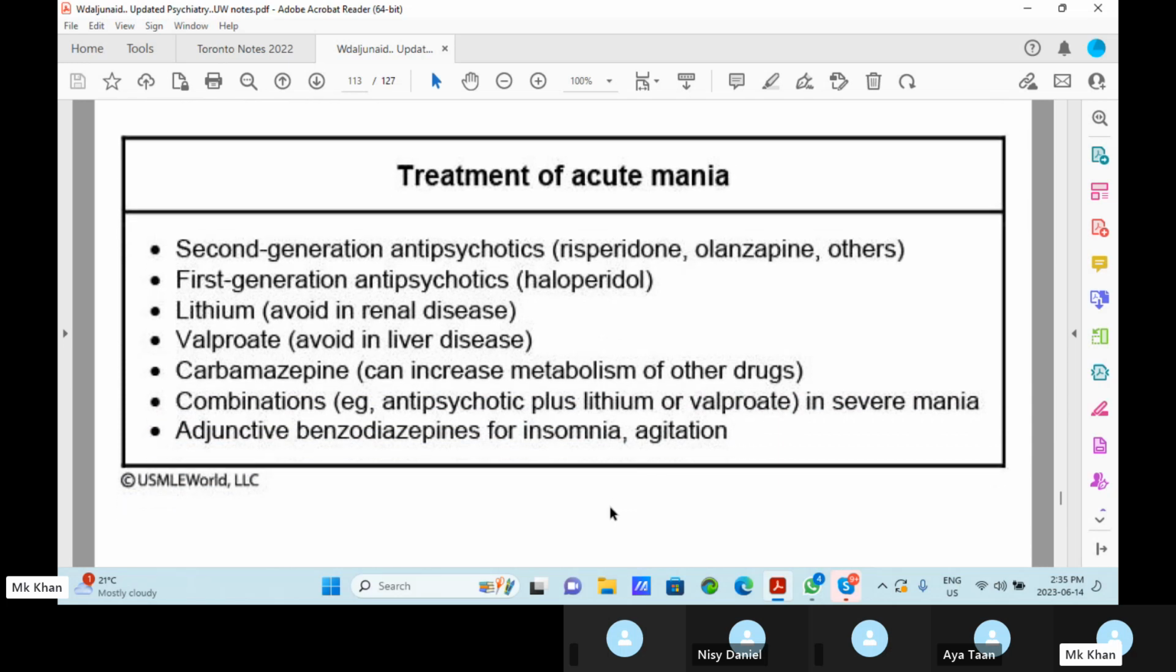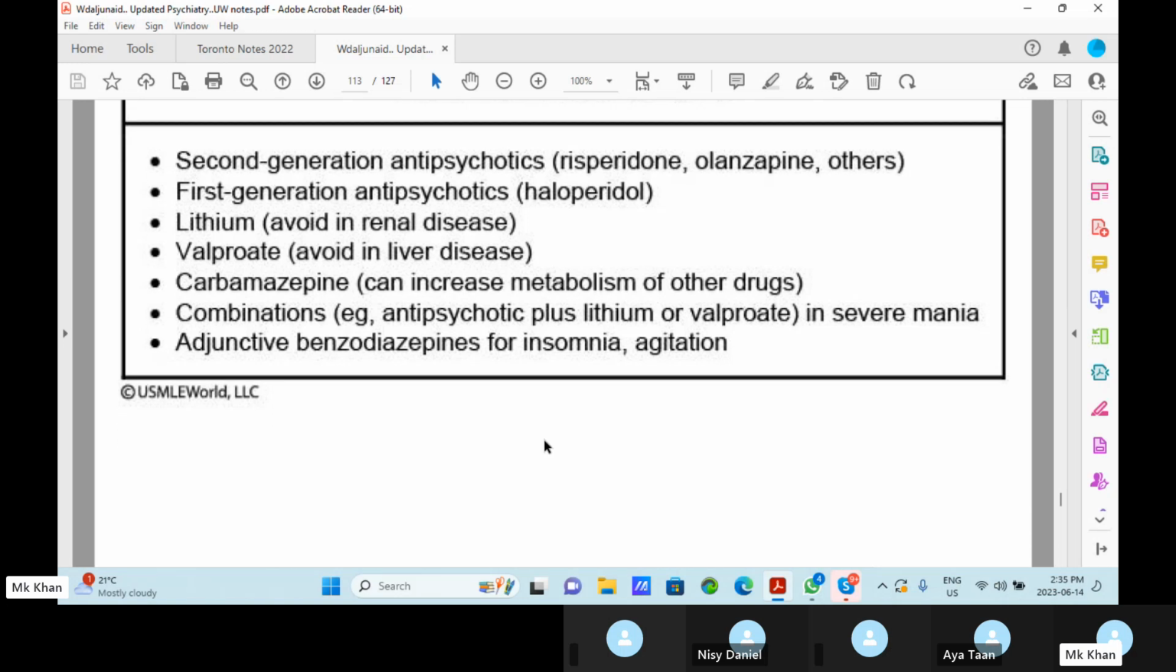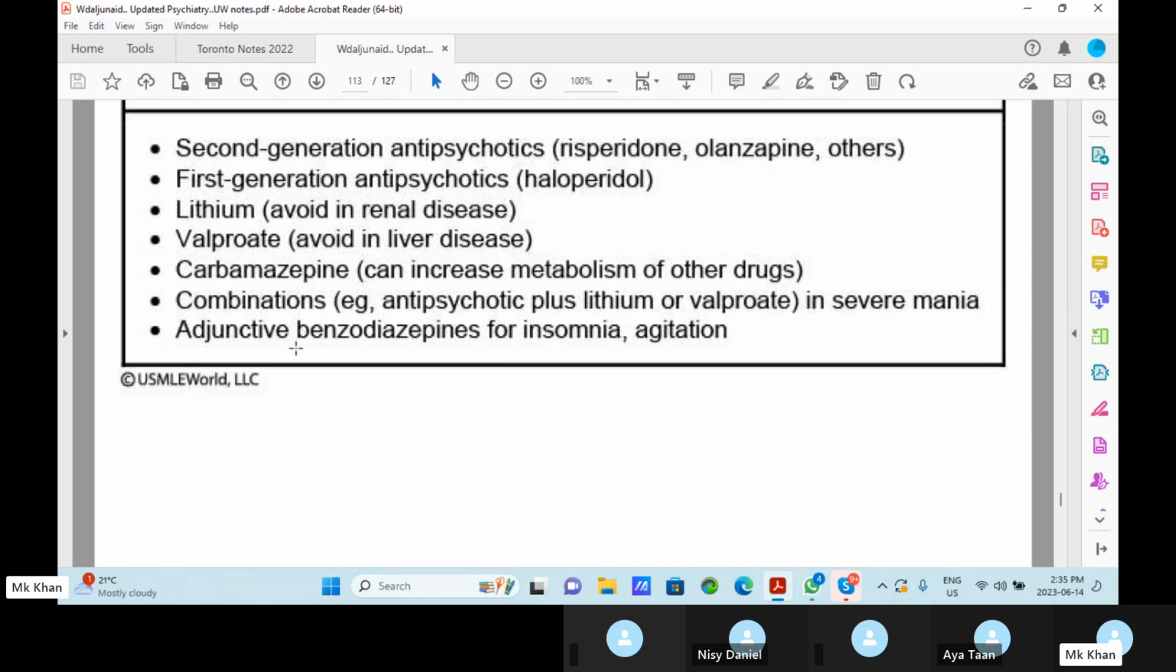So this is just the treatment of acute mania. The second generation antipsychotics are given. The first generation antipsychotic haloperidol can be given, lithium, valproate. So lithium is avoided in renal disease and valproate is avoided in liver disease. And then carbamazepine, and then the combination can be given. And then benzodiazepines as the adjunctive.